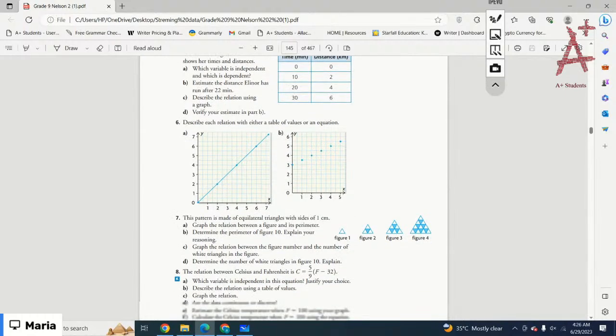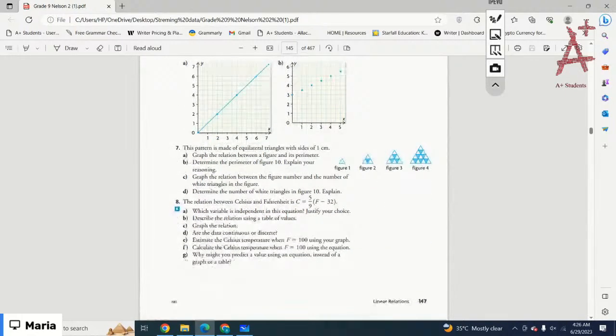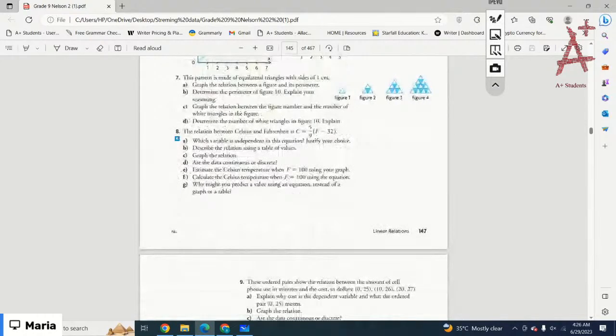Okay, the pattern is made of equilateral triangles with each side of 1 centimeter. Graph the relation between a figure and its perimeter. Determine the perimeter of figure 10. Explain your reasoning. Graph the relation between the figure number and the number of triangles in the figure. Determine the number of white triangles in figure 10. Explain. Okay.